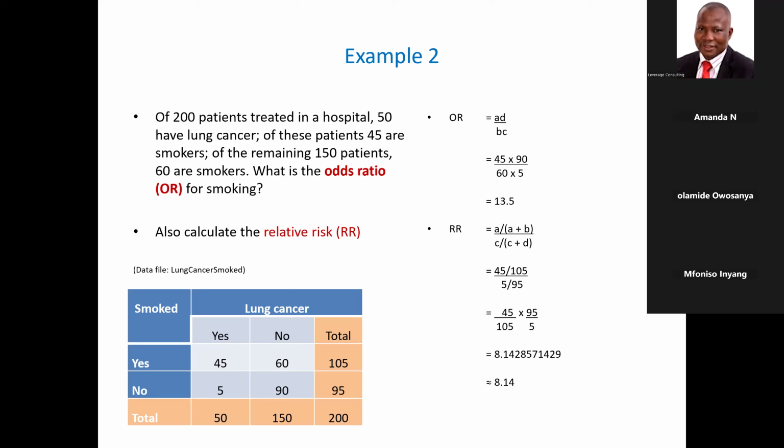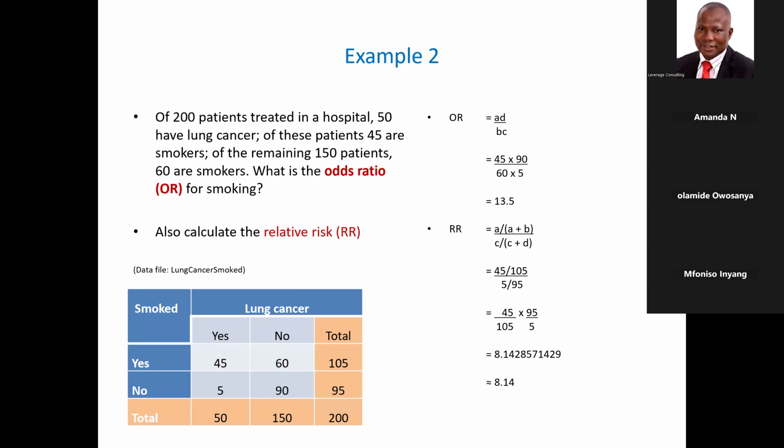The risk is 45 over 50, which is 0.9. Then 1 minus 0.9 is 0.1. So 0.9 over 0.1 is 9. Yes, you are right.